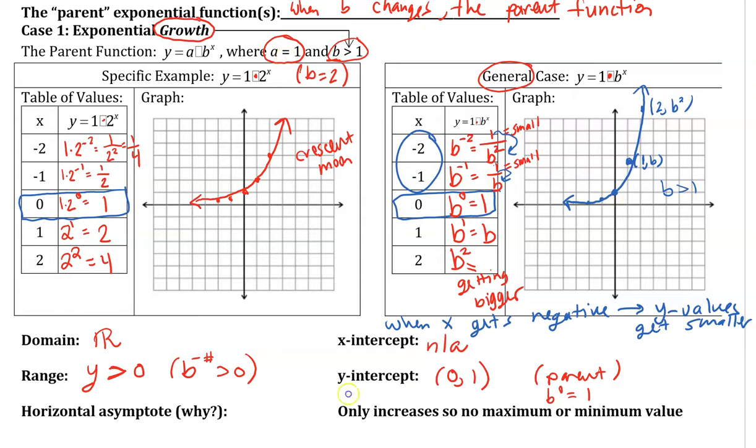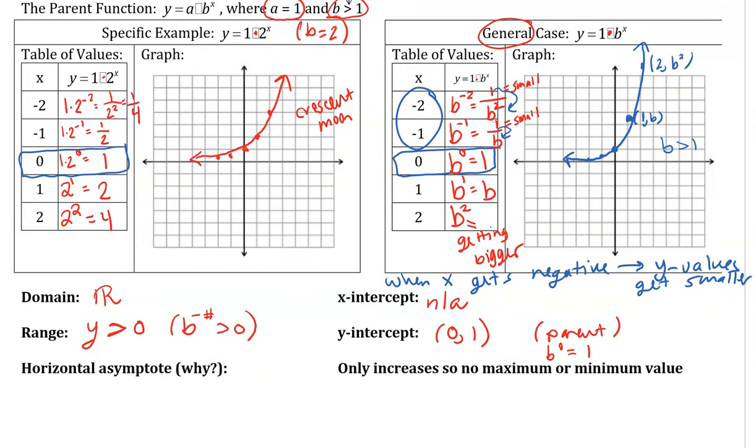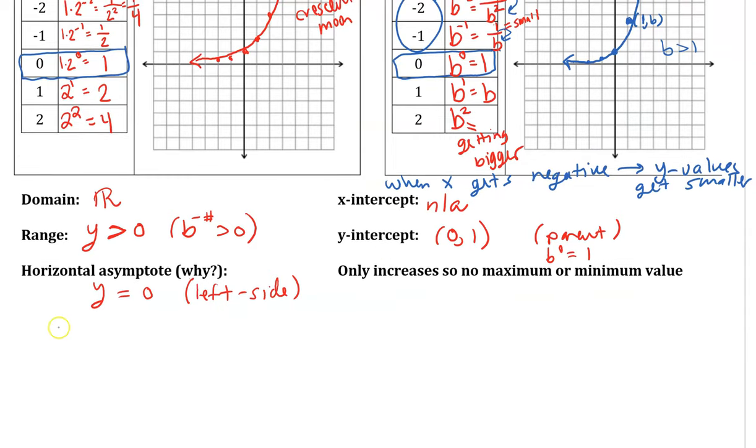Now, let's talk about this horizontal asymptote. What's happening here is that there's going to be a horizontal asymptote along the x-axis, and the equation for the x-axis is y equals 0. And it's really only on the left side that this applies to. If I raise, so y is equal to a base, I'm going to use 2 as an example, raised to a power of x, and as x gets more negative, as it approaches negative infinity, which again is the left side, my y value approaches 0. It gets closer and closer to 0 without hitting it.